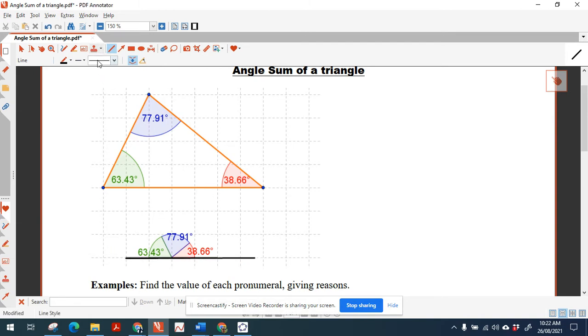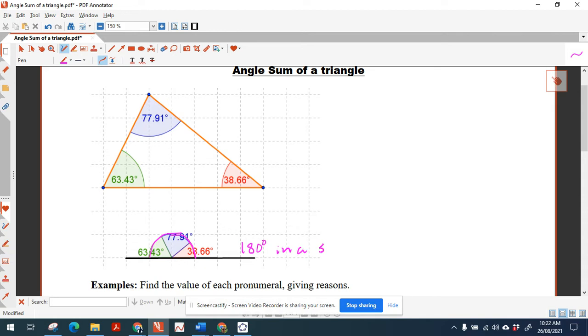And then when I trace around those angles, have a look, it's interesting what happens when I put the three angles of the triangle together. You can see that the three angles form a straight angle. There we go. And we know that there's 180 degrees in a straight angle, don't we? 180 degrees in a straight angle.